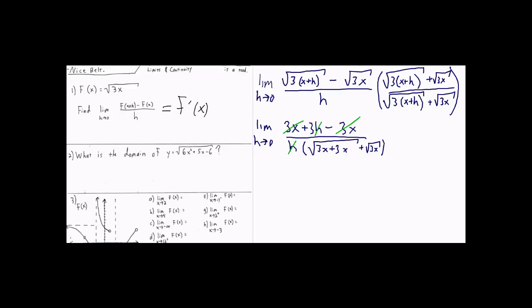So what we're left with here, let's go back to that blue, is the limit as h goes to 0. That's my dog. Of 3 over the square root.